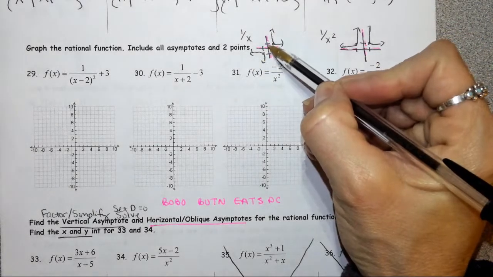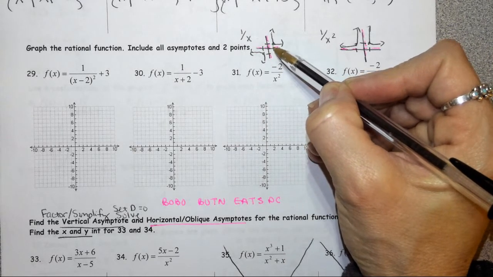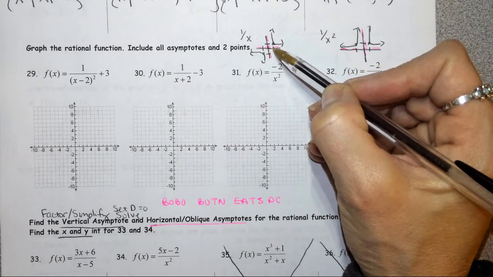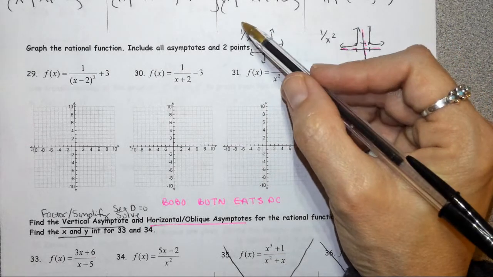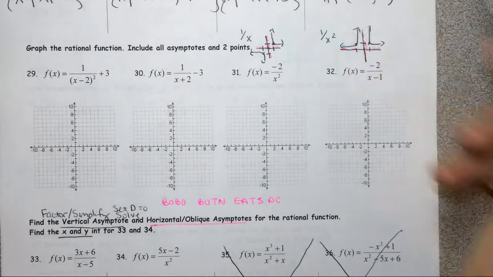You're going to go to the middle of the asymptotes. You're going to go right 1, up 1, and draw a curve. Then you're going to go back to the middle and go left 1, down 1, and draw a curve. So every time you have a 1 over x, you're going to look at this parent function.